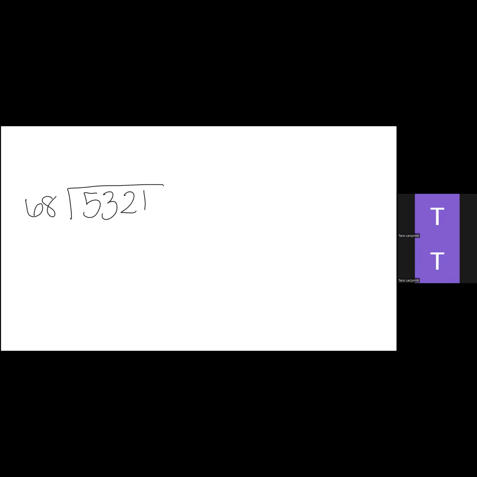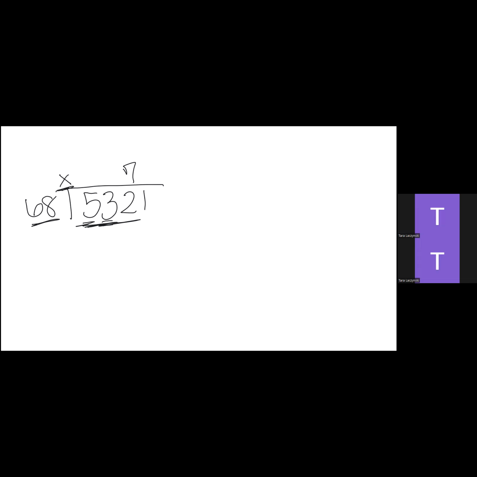All right, friends, 68 dividing into 5,321, starting one step at a time. Does 68 go into 5? No. Does 68 go into 53? No. Does 68 go into 532? Yes. Remember, we're thinking 68 times what gets me 532, or closest without going over. That's going to be 7.